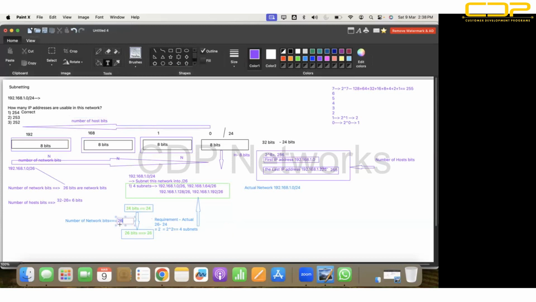What is the number of host bits now? 6. 32 minus 26 is 6. And 2 to the power 6 is equal to 64. That's what I represented here, or that guy has represented here. Same thing. Okay, gotcha. Got it, guys? Let me give you one more example. It's easy, I believe. So now you let me know the number of host bits and the number of network bits.